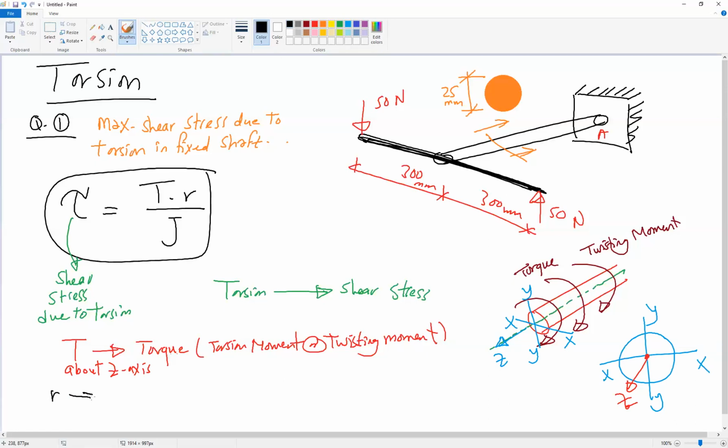Okay, what is R? R is the radius to the point of stress. What does this mean? If I have this circular cross section and I want to find the torsion stress at this point A, then from the centroid of the circle to the point A, this is R. If I want to find the stress at point B here, this is R1 and so on. So R is the radius to the point of stress.